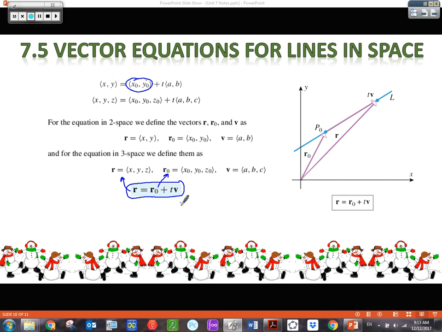Then we have v, our vector. This is the direction vector. We talked about direction vectors yesterday when we were looking at direction cosines. We actually talked about direction angles yesterday, but this is the direction vector of the line. This v is the direction vector. It is parallel to the direction of the line. All right, and this t is the parameter.